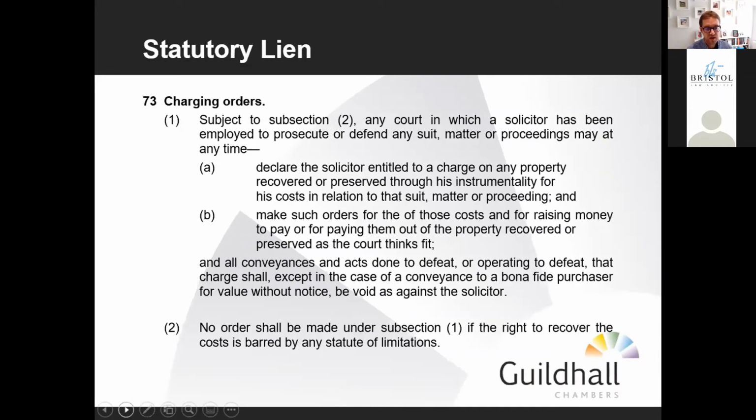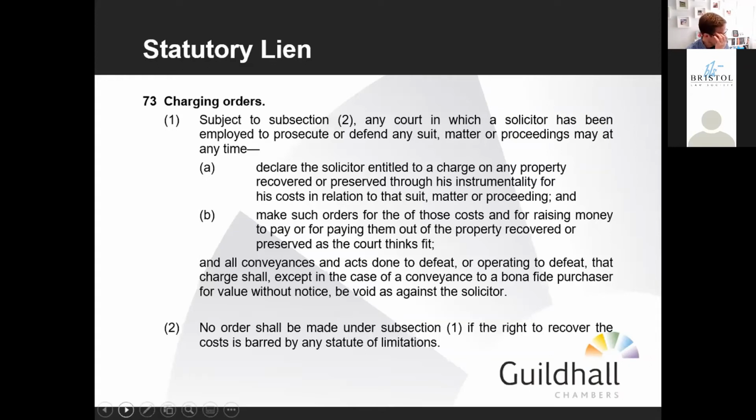Now that brings me thirdly and finally to the statutory lien, and it's here I want to focus most of our attention today, because it's here where we've had some of the most interesting recent cases. I've put the text of section 73 of the Solicitors Act up on the slide, and I don't intend to read it out, simply to highlight that in any case, at its conclusion, you have the ability to apply for a charge over any recoveries or assets preserved as a result of your actions.